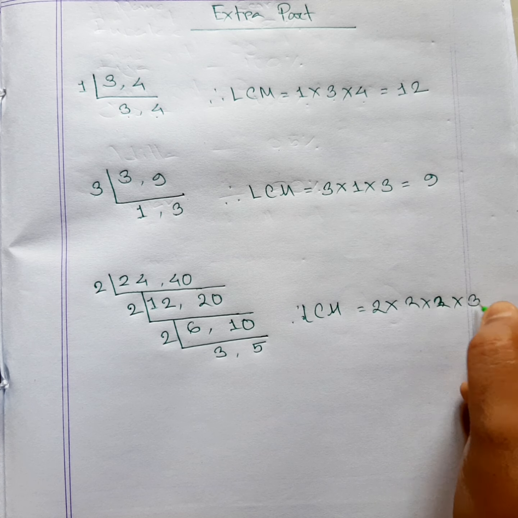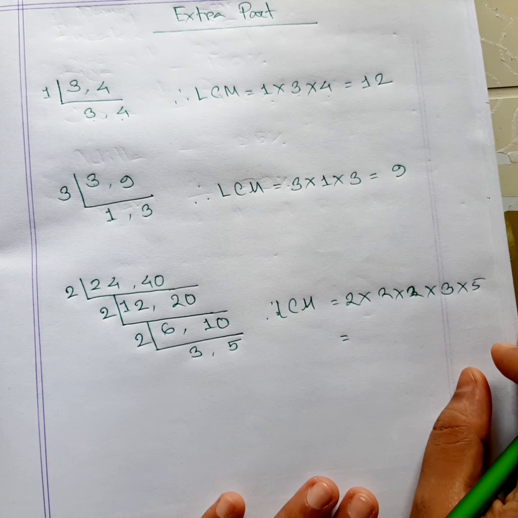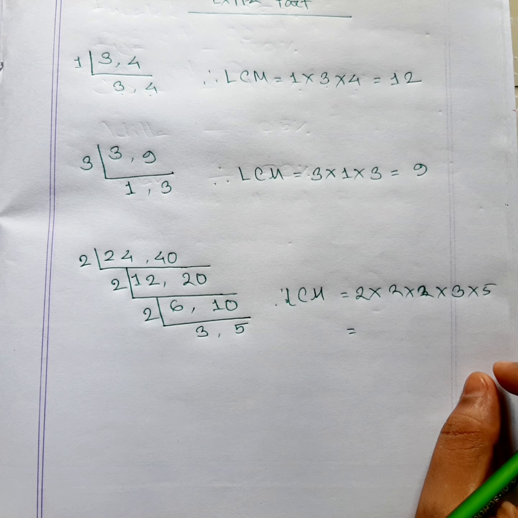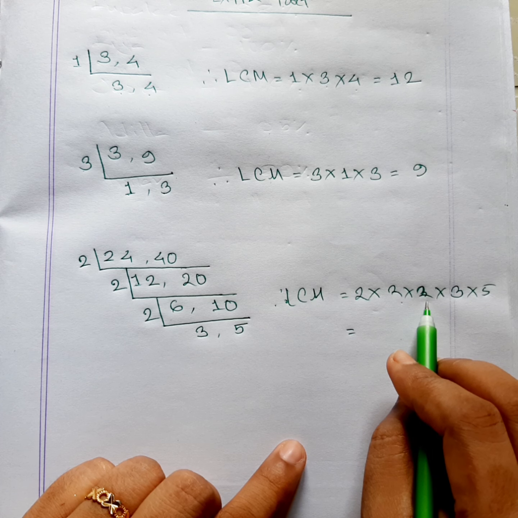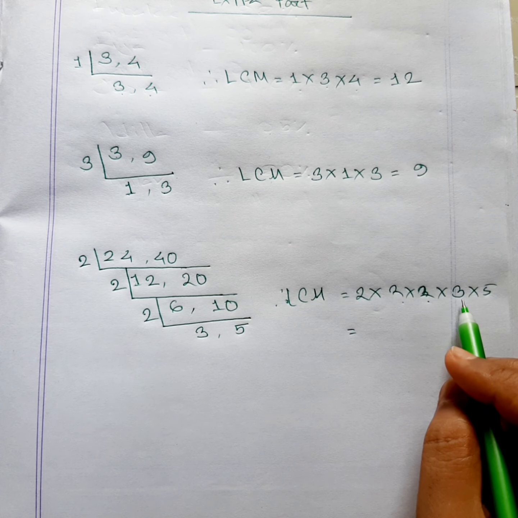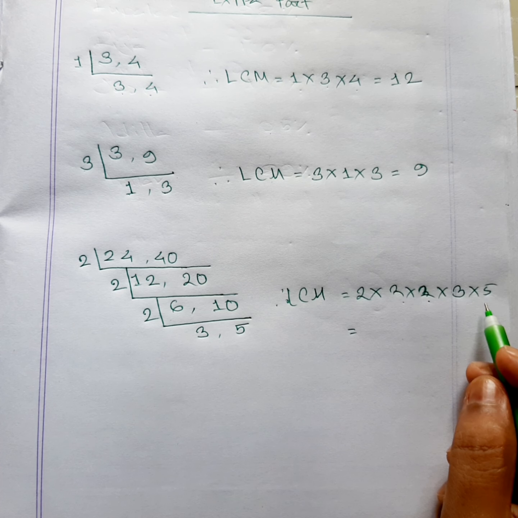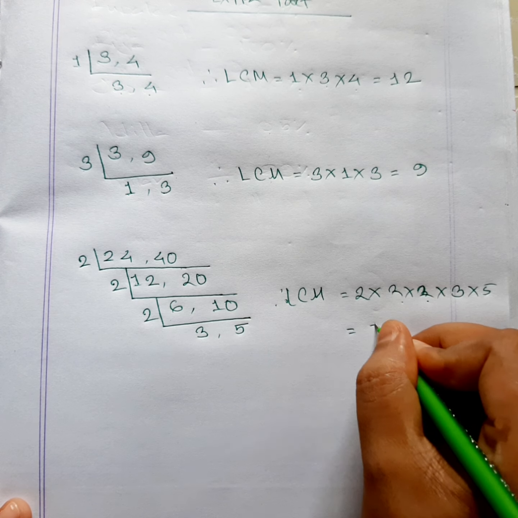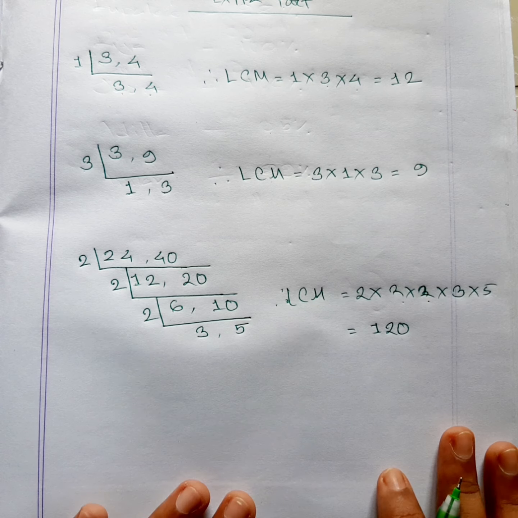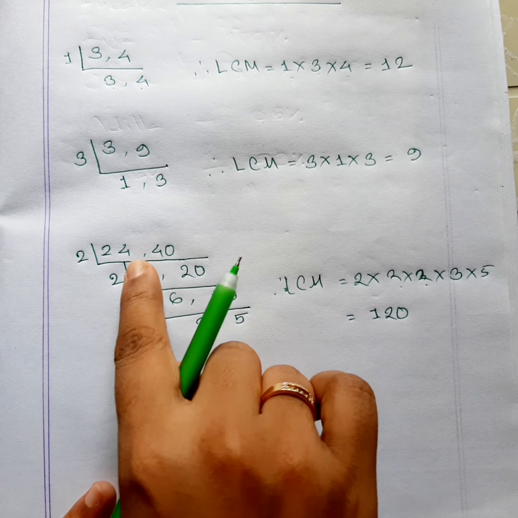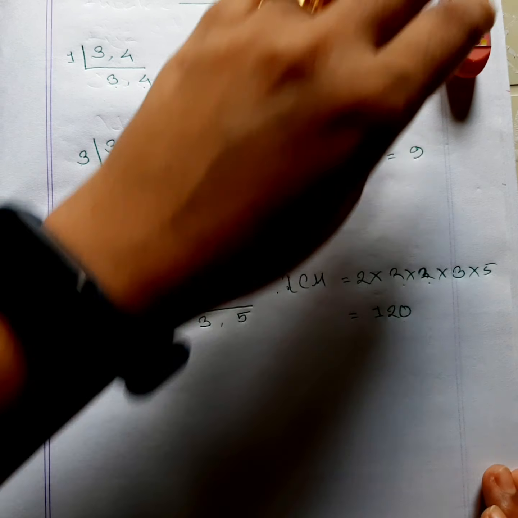Oopsie, I am writing 3 again and again. So what would be your LCM now? Can you see? What would be your LCM now? 2 2's are 4, 4 2's are 8. Okay, 8 3's are what? 24. 24 5's are 120. You can do rough work for that one. I am not doing it because I am just showing you how to do that one. That's it. This is the way you can find the LCM of a long number in very short time.